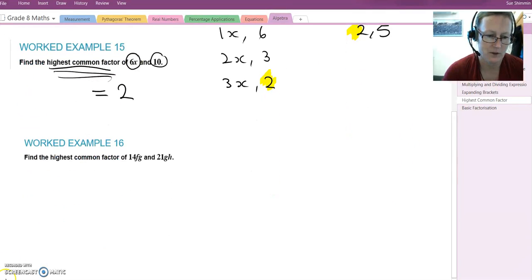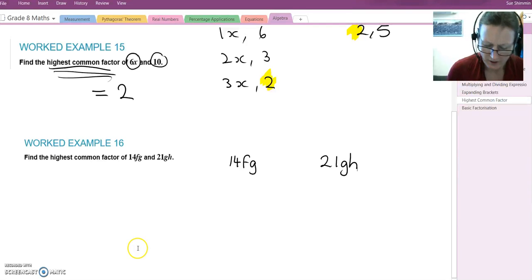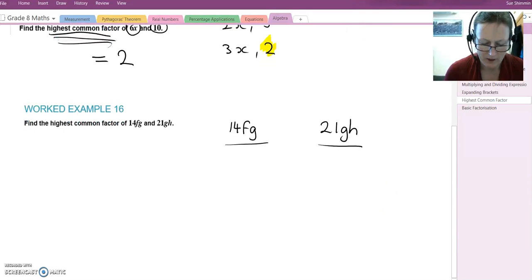Okay, let's look at our next example. I do it a slightly different way if there's lots of pronumerals. So in this case we've got F, G and H. So how I do that is I look at just the numbers first, the 14 and 21.